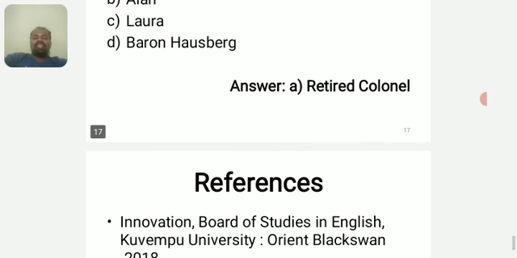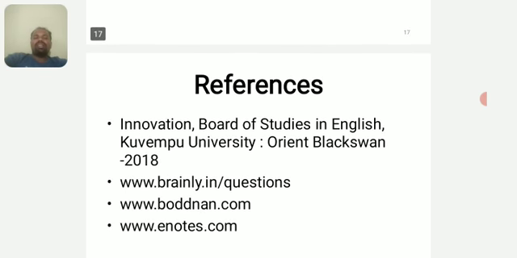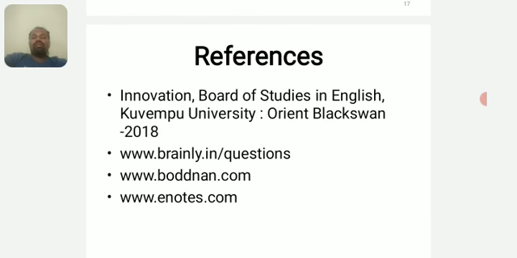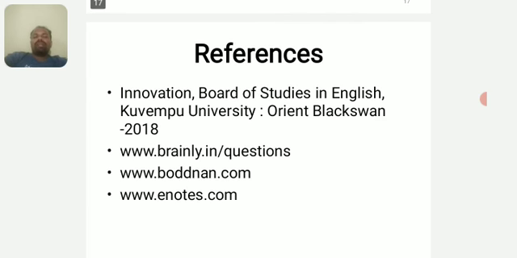And at last, in the last slide you find references. As usual, I have taken all this information for the slides from your textbook, that is Innovation, Board of Studies in English, Coimbatore University. And also I have taken some points from the website www.brainly.in for questions, and also from www.boardnon.com. And last, I have taken some information from the website www.enotes.com. By this we have completed the third lesson, that is The Model Millionaire.